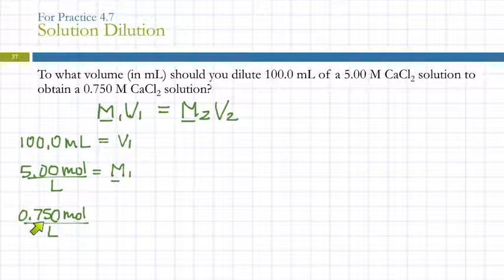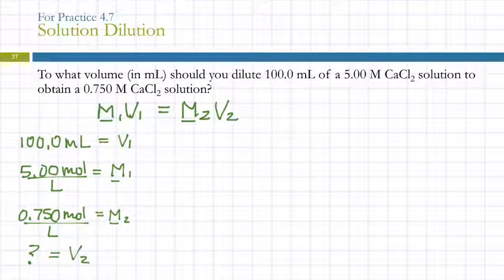So this one is the other solution. This must be number 2. This is a molarity, so I'm going to label that molarity 2. And what are they asking me to find? The volume of solution 2. So we are looking for volume of solution 2. And they specify the units in milliliters.